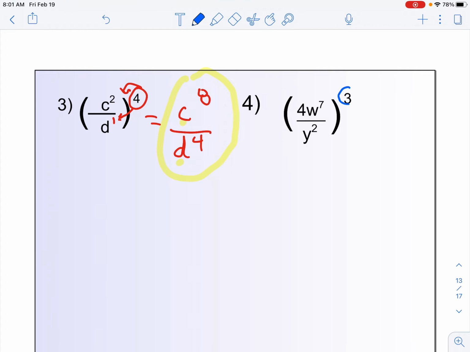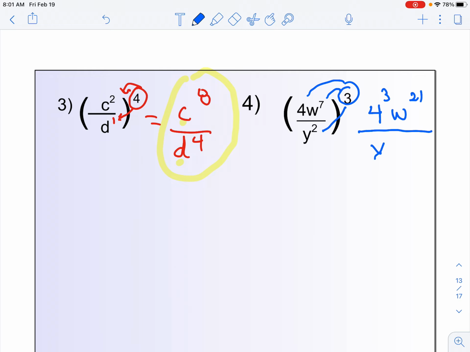Okay, but again, you are going to raise each of the pieces of the numerator to the 3rd power, and each of the pieces of the denominator to the 3rd power. So this would be 4 to the 3rd power, and w to the 7 times 3, 21. Remember, power to a power is more powerful, so multiply the exponents.